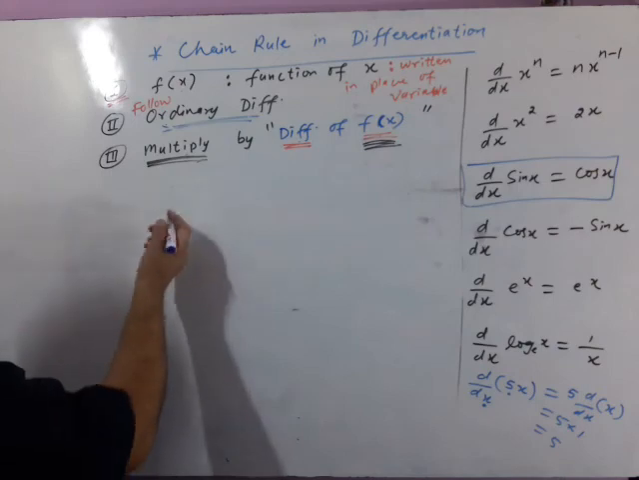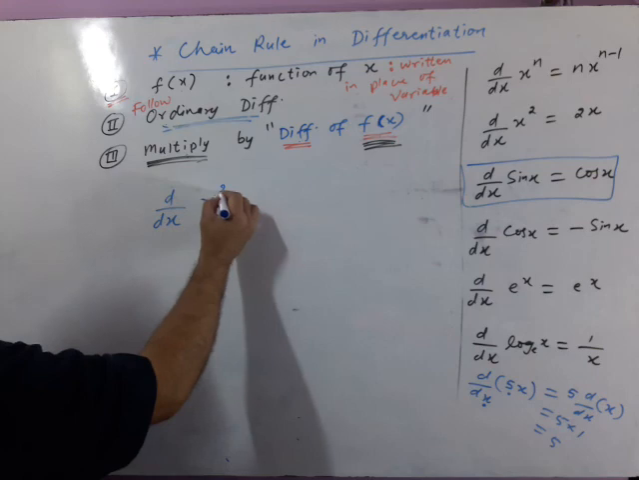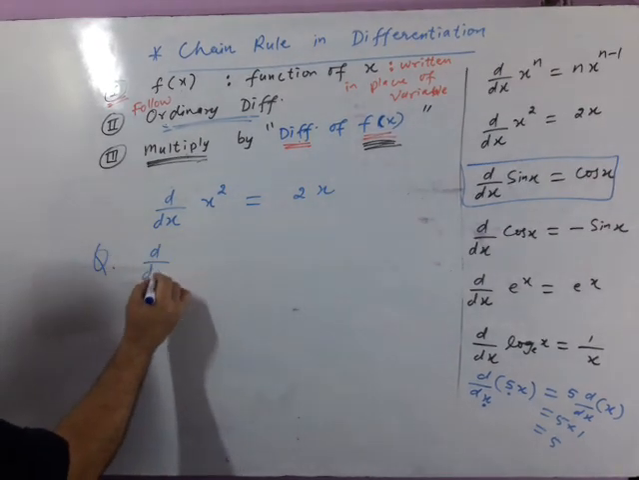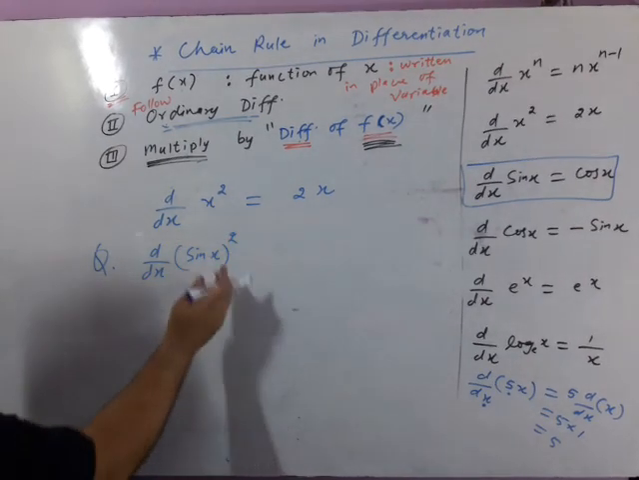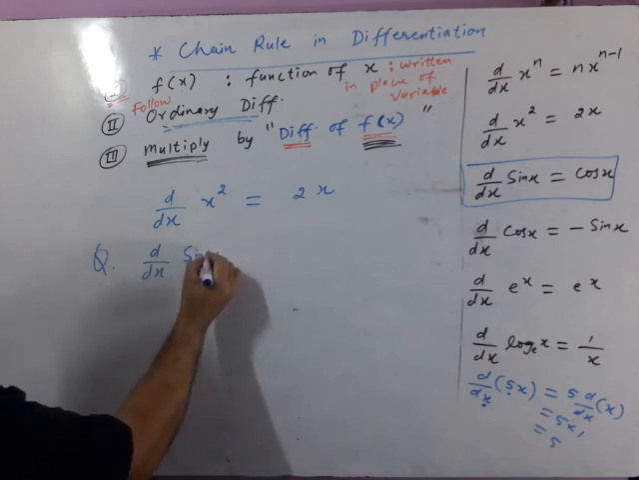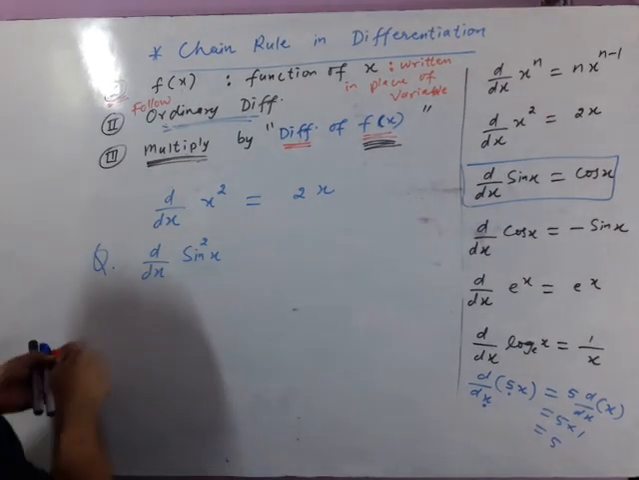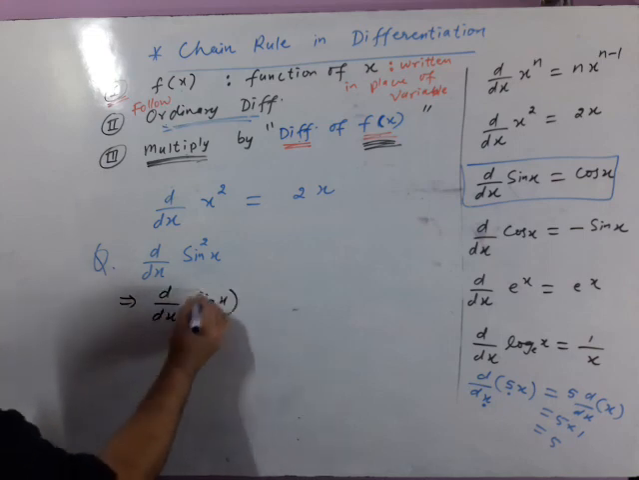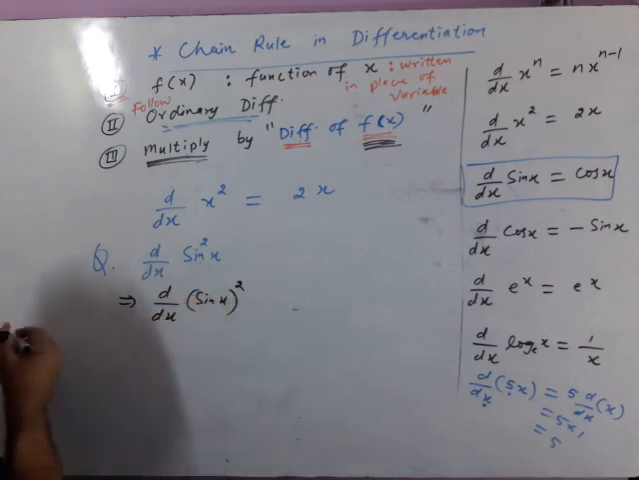You know this question: d by dx of x square is 2x. Now the question is d by dx of (sin x) whole square. You know how you write sin x whole square? It will be written like this: sin square x. See the difference. Sin square x. This question means d by dx of (sin x) whole square. Sin square x means sin x whole power 2.